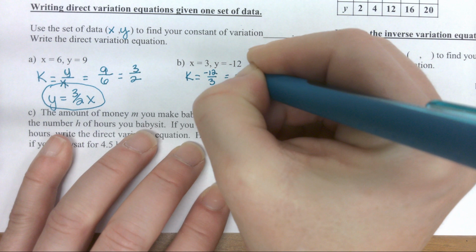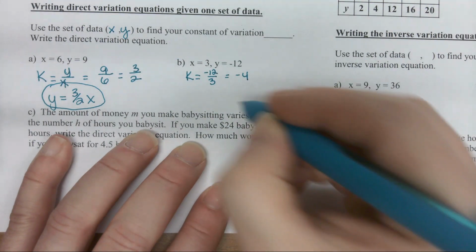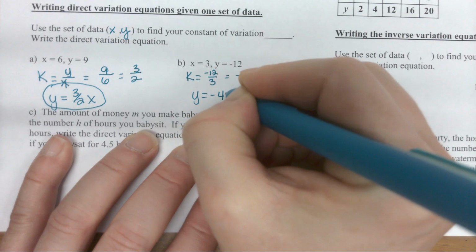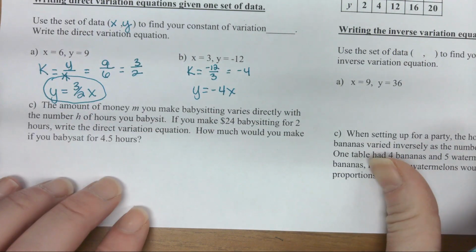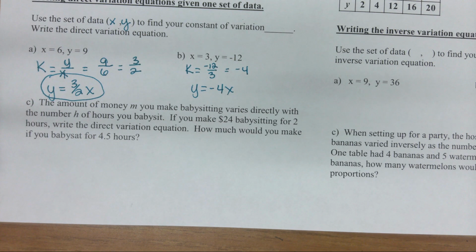I got k equals -4, y equals -4x. Okay. Just be really careful in a word situation. In a word situation, you have to figure out what the x and the y is, but we're going to do it the same way. And I kind of give you some keys here.